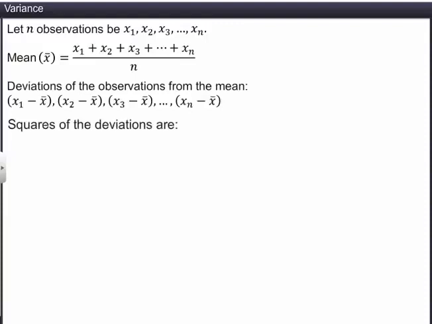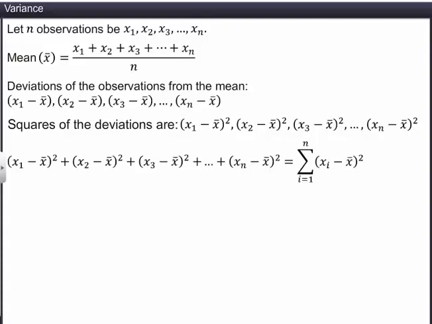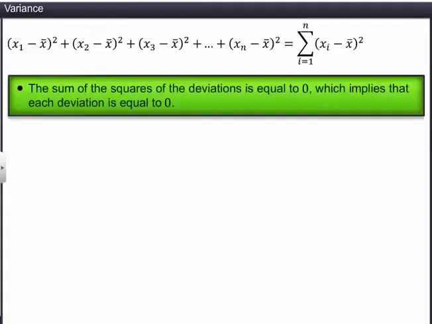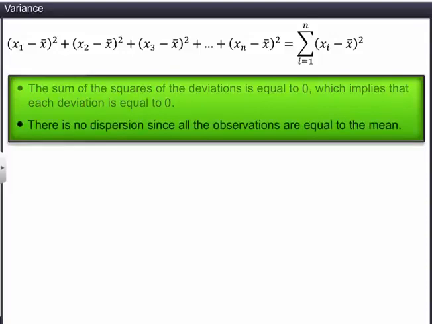The squares of the deviations are (x1 minus x bar) whole squared, (x2 minus x bar) whole squared, and so on, up to (xn minus x bar) whole squared. Now, the sum of the squares of the deviations can be written as the summation of (xi minus x bar) whole squared, where i is running from 1 to n. From this result, we can infer that if the sum of the squares of the deviations is 0, then each deviation is 0. That is, there is no dispersion in the data about the mean, since all the observations are equal to the mean itself.